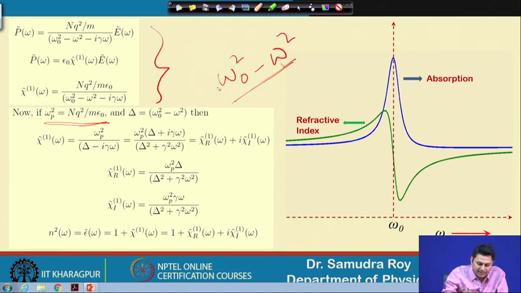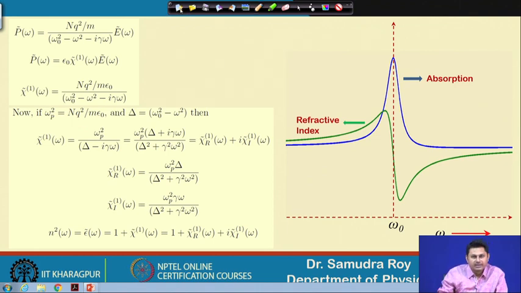So, this term I replace by another term called delta. If I replace these two terms to make the expression more compact, then we will have an expression like this. Now, this is a complex quantity. We know that when we have a complex quantity, we always try to write it in terms of x plus i y. This is the standard form to write a complex quantity.